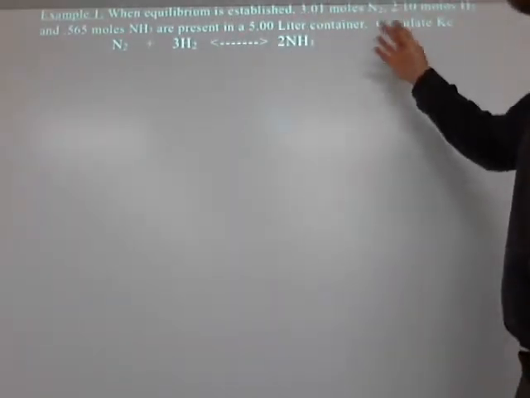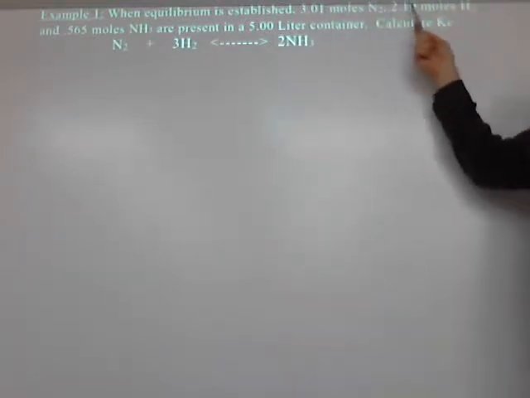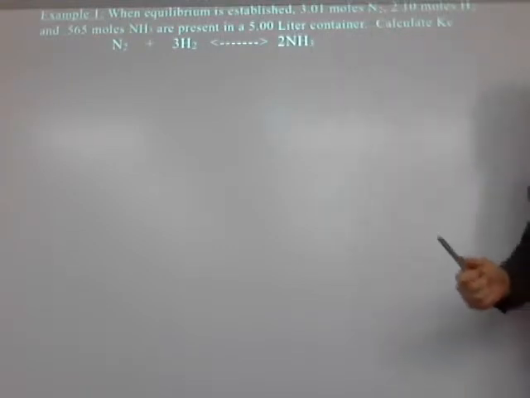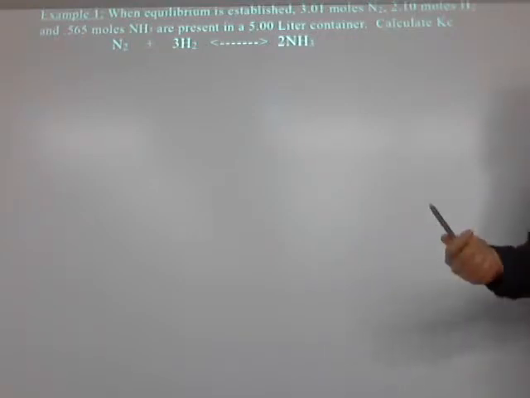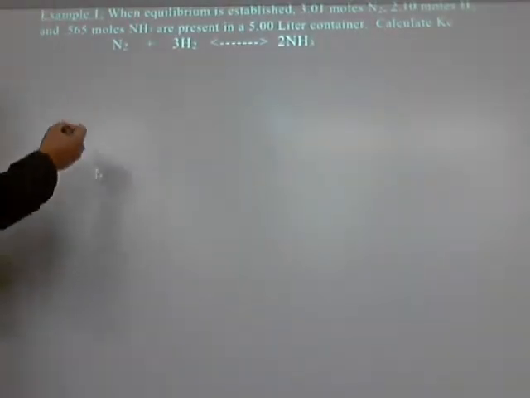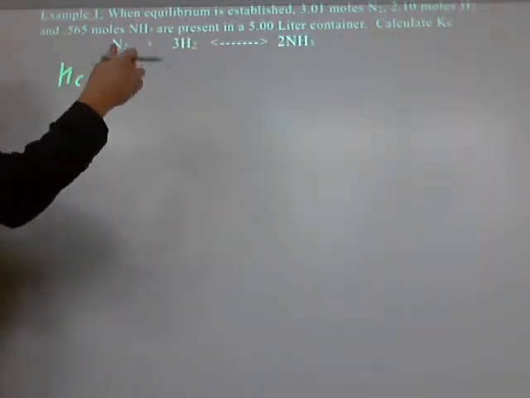So let's look at something that will be as easy as this. When you're given amounts, you're given moles, and you're told the size of the container, and then you're given the equation, you don't have any ICE problem to do. You're not solving for X. You're just going to plug these in and solve for Kc. And Kc, as I'm sure you know, is just going to be products raised to their coefficients over the reactants.